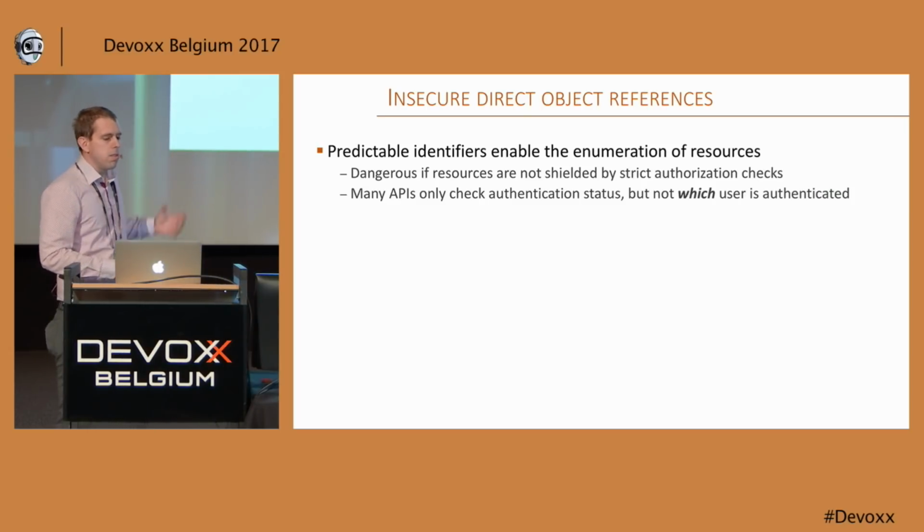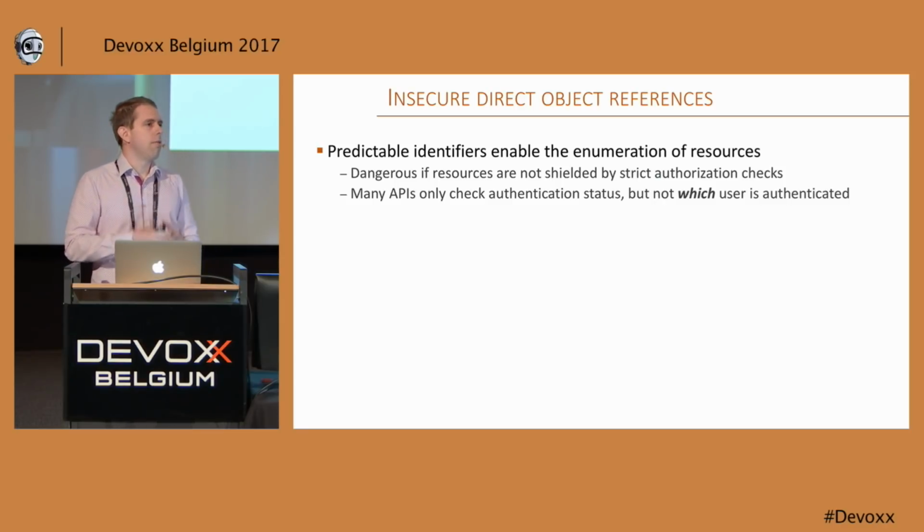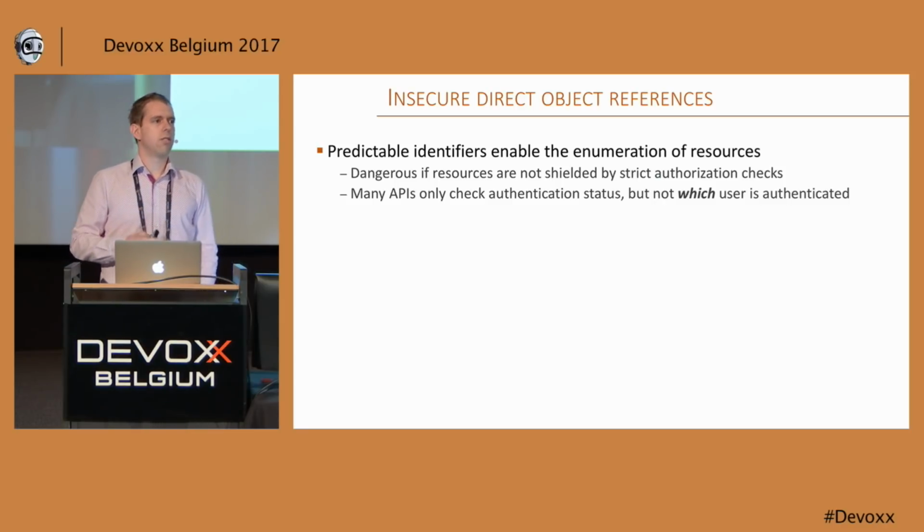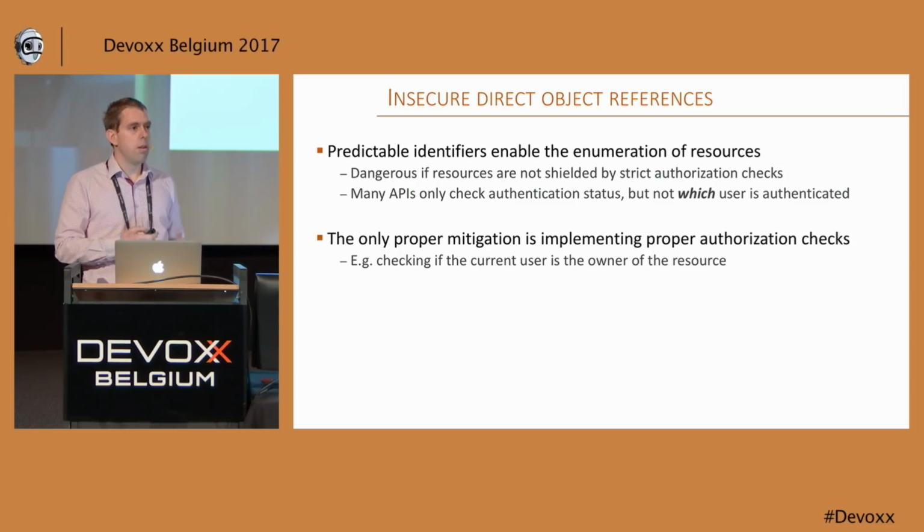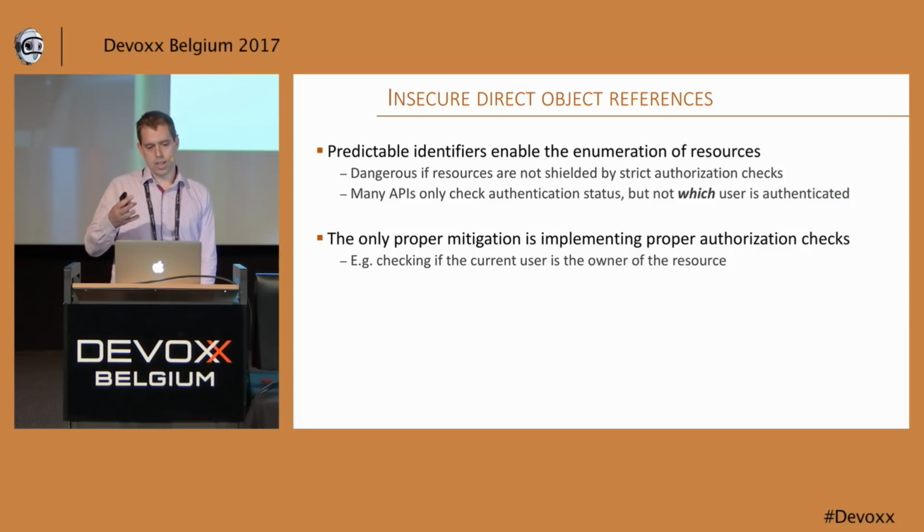So the real problem is that many APIs do authentication checks, but they forget to do the authorization checks to check who is actually accessing this information. And doing that is the only proper defense against this kind of vulnerability. So you should check the owner of the resource.